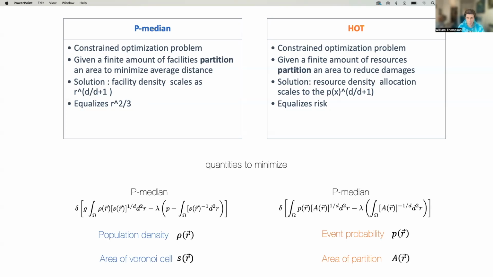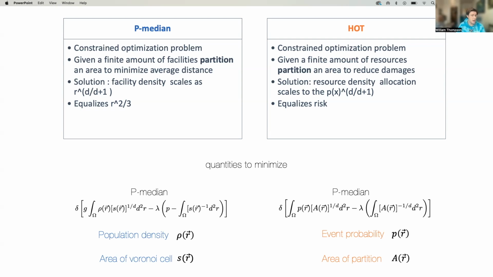And you can solve approximately the p-median problem to find a certain scaling relationship between the facility density and the population density. And there's another similar problem, which comes from the literature around power laws and mechanisms for power laws called highly optimized tolerance, or HOT. And this is another constrained optimization problem. Given a finite amount of resources, you have to partition an area to reduce some sort of risk function, some sort of damage. So it turns out that when you do the scaling for the HOT, you find that a very similar scaling relationship exists.